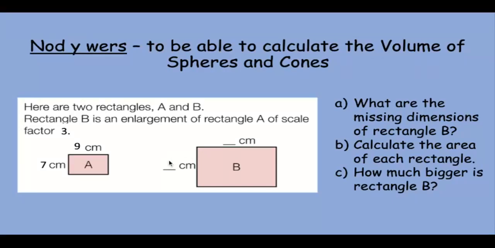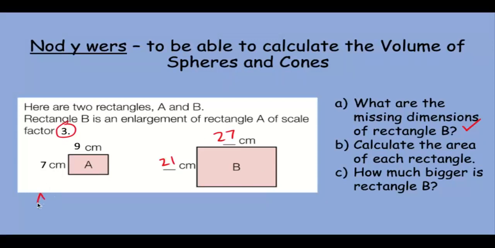Okay, welcome back. So we've got a linear scale factor of 3. So we can say 9 multiplied by 3 is 27. 7 multiplied by 3 is 21. So there's job 1. Next job, our area of both of them.